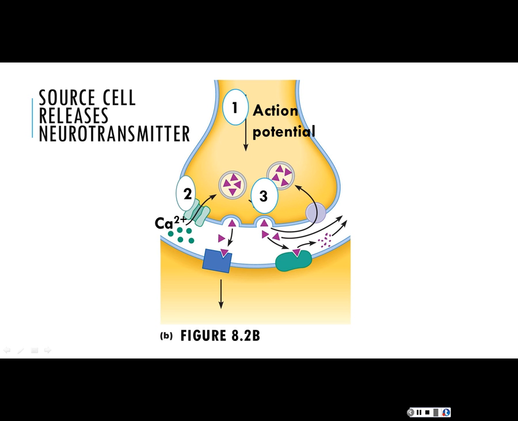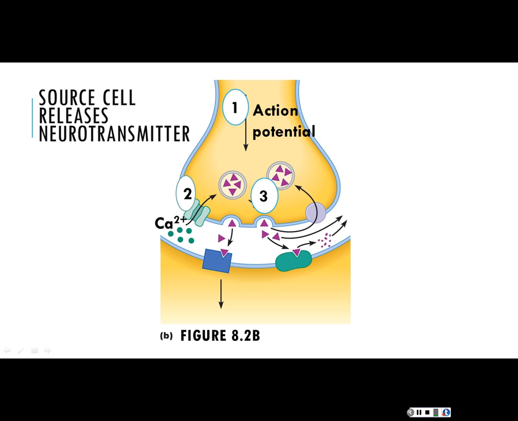Y'all with me so far? That's the exocytosis of the neurotransmitter. Now the neurotransmitter is in the synaptic cleft. It's no longer bound, right? It's free. Where should it go, and what should it do?